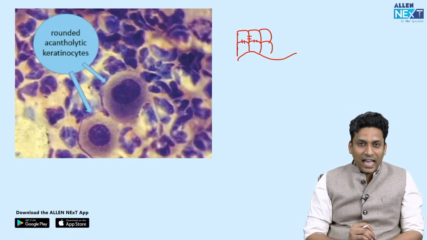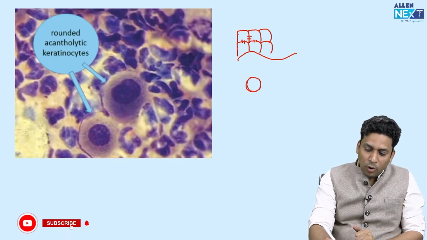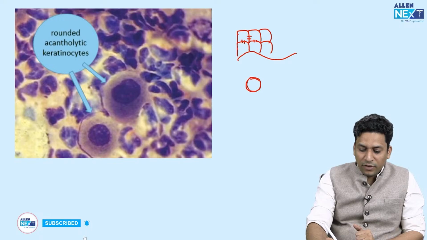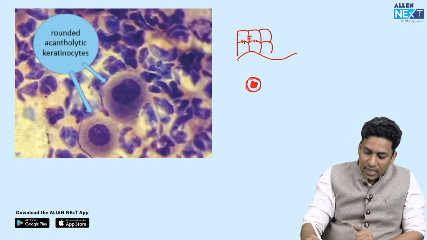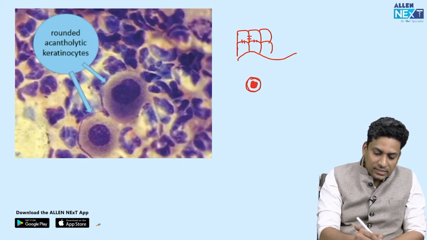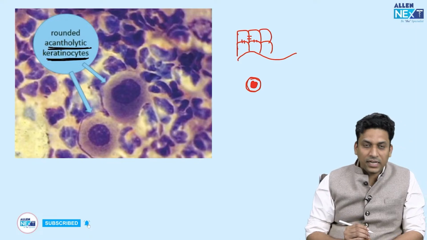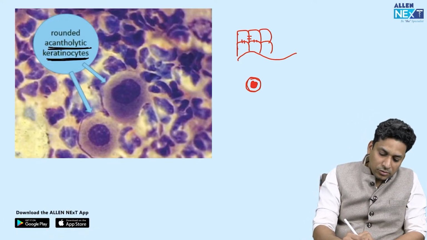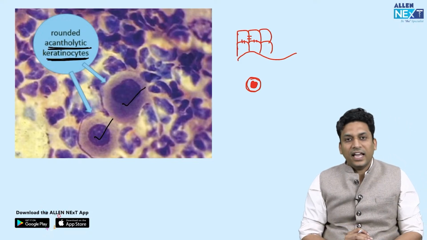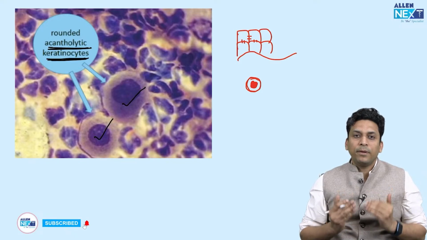This is known as acantholysis, due to which the keratinocytes start separating from all the sides, and such keratinocytes which have separated from all the sides are known as acantholytic cells. Acantholytic cells or acantholytic keratinocytes are suggestive of pemphigus. So you can see these cells.